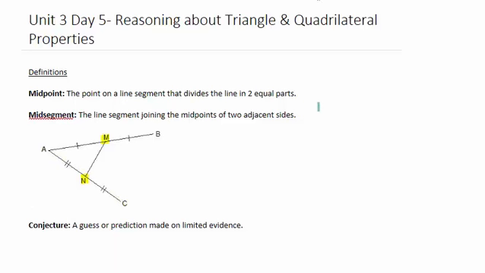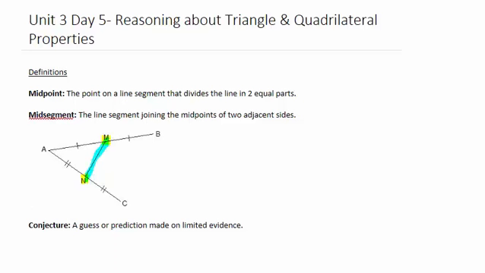The second definition we need to learn is midsegment. A midsegment is the line segment joining the two midpoints of two adjacent sides. So MN is a midsegment because it's a line segment joining two midpoints, M and N.